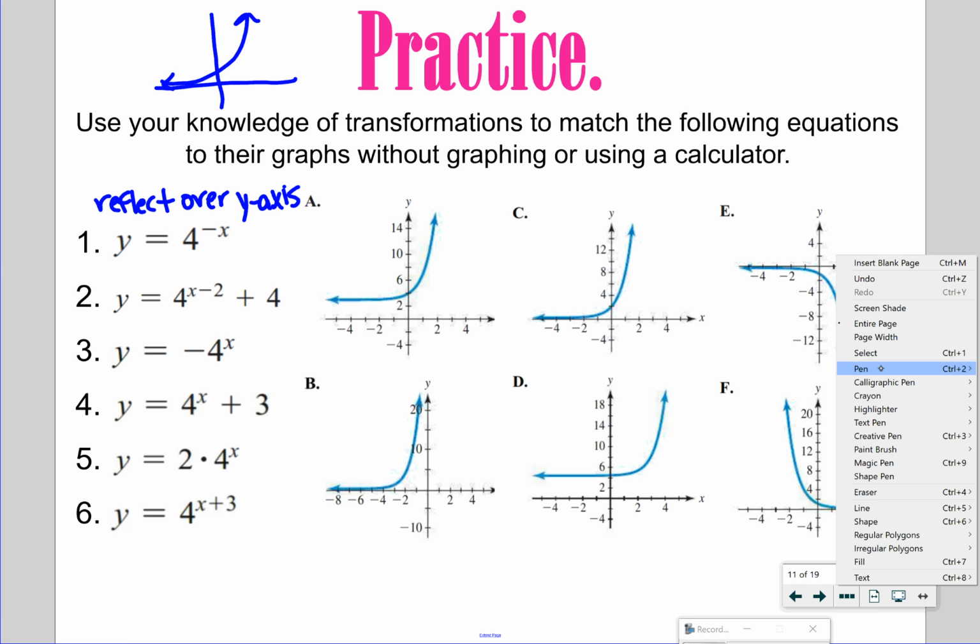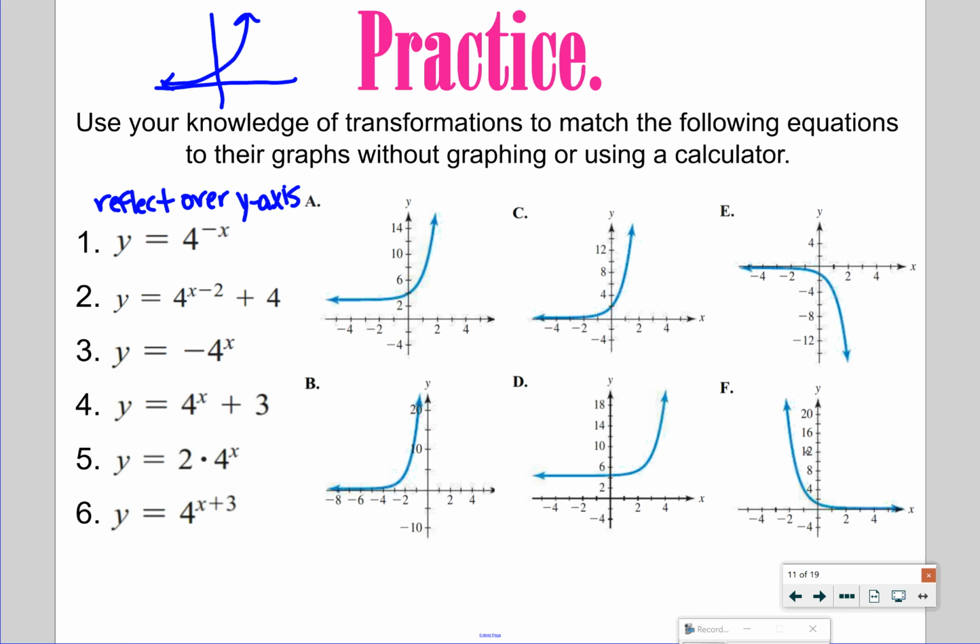Okay, so let's match these up. That first one I got you guys started on, a reflection over the y-axis, is going to make our graph look like exponential decay instead of exponential growth. So this matches graph F.